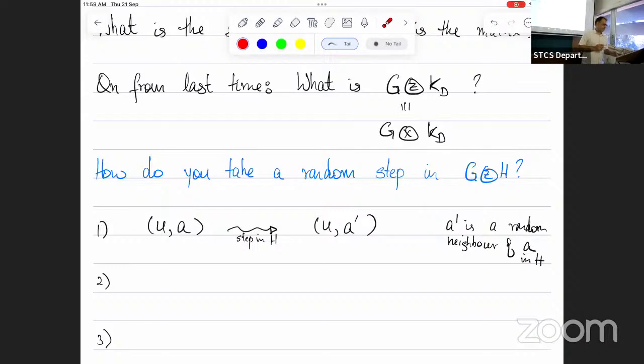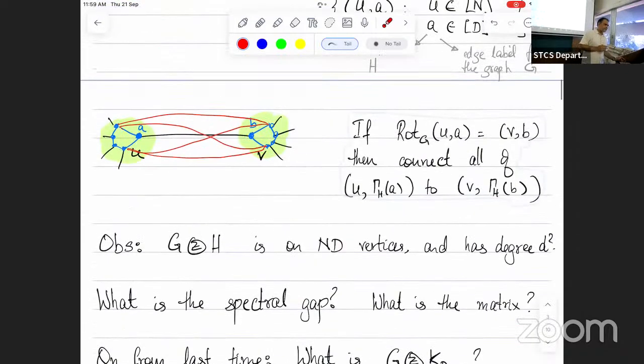So in the old graph, there were these blue edges. The blue edges are not there in the zigzag product at all. Right. So if you are in a, I want to know U comma A, there are D squared neighbors of U comma A, and I want to know what all they are. And what are the neighbors of U comma A?